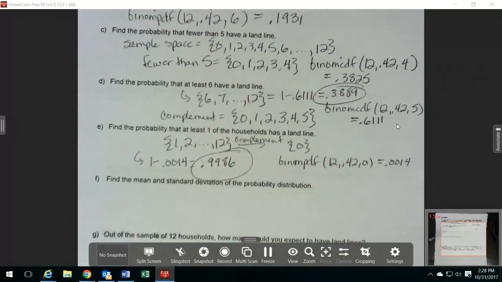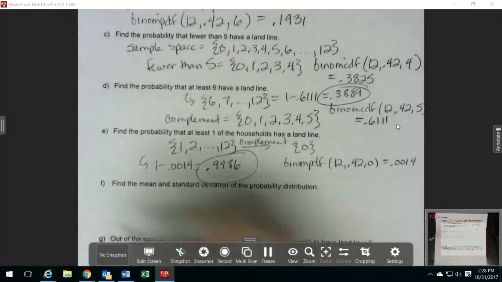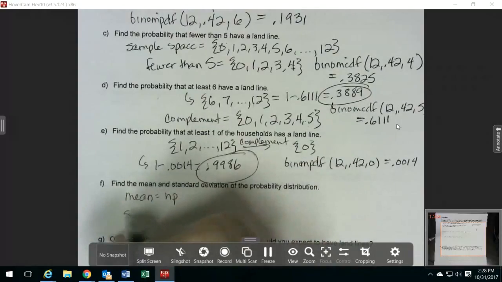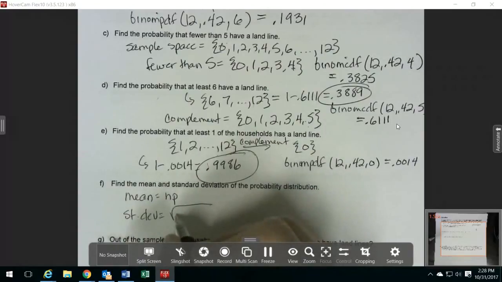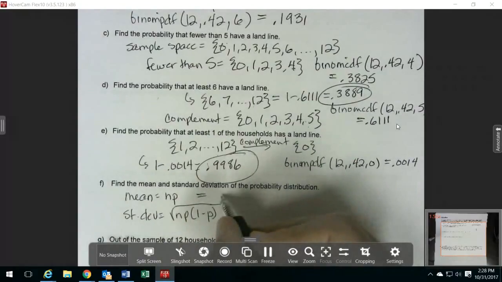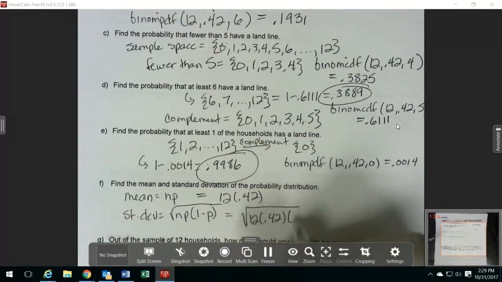Okay, then for the mean and the standard deviation, these ones are both really easy for the binomial distribution. For the mean, it's np. For the standard deviation, it's the square root of n times p times 1 minus p. We already know the n and the p. So for the mean, we're going to have 12 times 0.42. For the standard deviation, we'd have the square root of 12 times 0.42 times 1 minus 0.42.